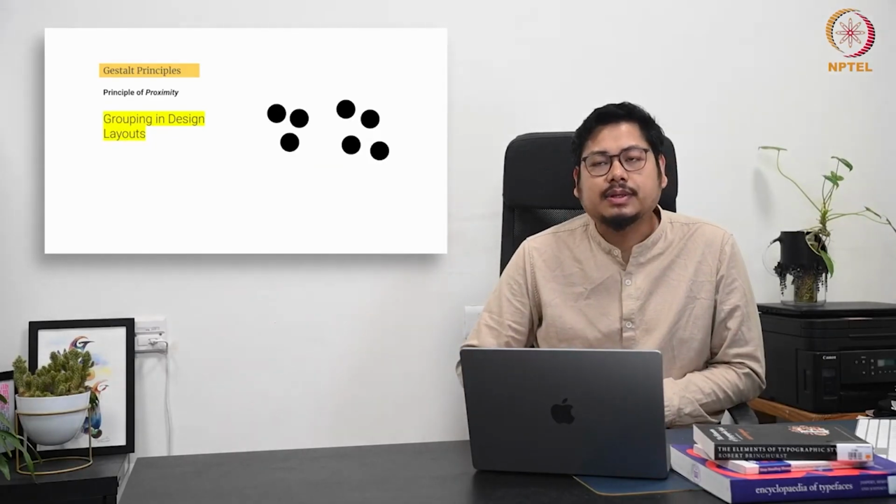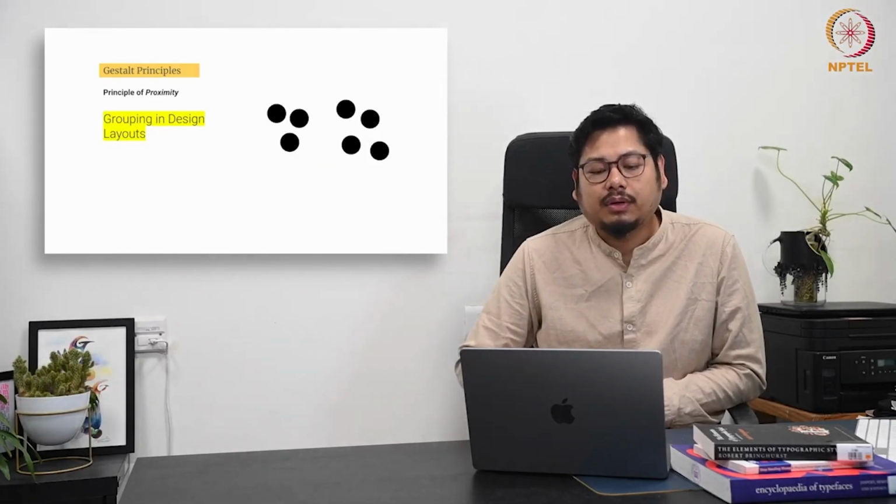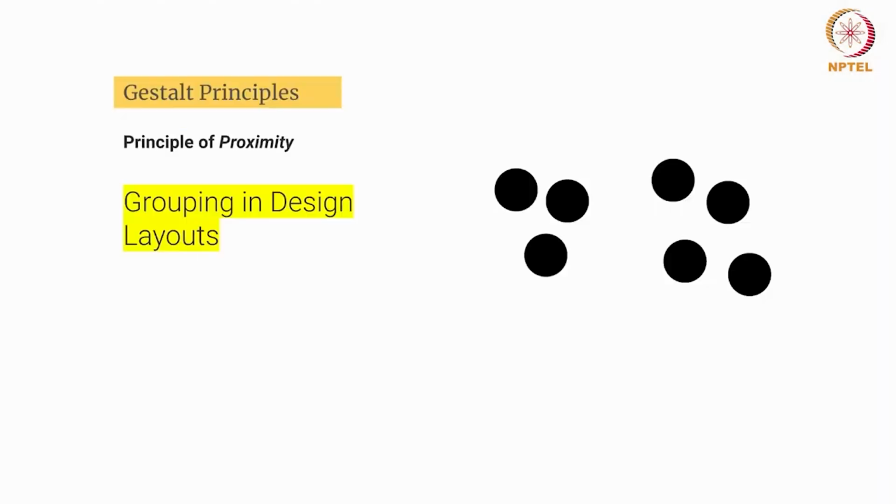So we have divided the overall proximity into different segments. The first segment is grouping in design layouts. We'll see how this works and how it impacts the composition. In this image on the right, you can see multiple circles which are black in color. Based on the arrangement, your brain has quickly perceived that these three circles are in one group, and these four are in one group, right?